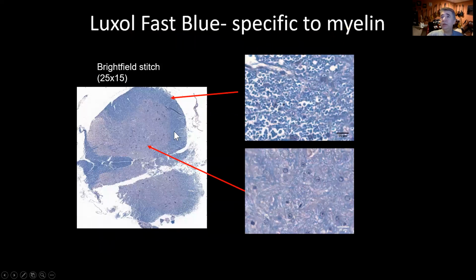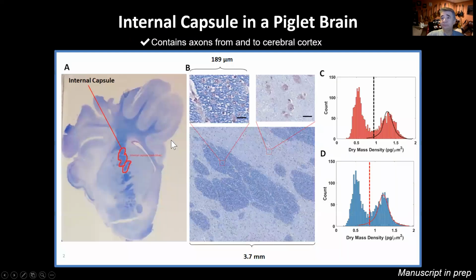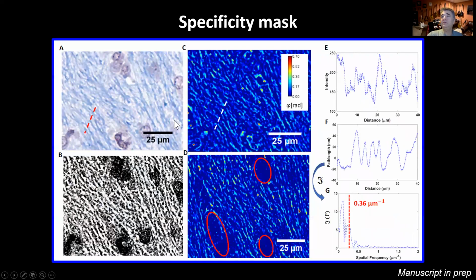This is how they look. Luxol fast blue is a stain that becomes darker where the myelin is. This is the internal capsule, so you see it's rich in myelin, therefore it's very, very blue. So the idea was to use our color SLIM to get both this and the phase on the same spot. So then from the blue channel here, I can create a mask and then put it on my SLIM and only look at the phase that comes out of that.